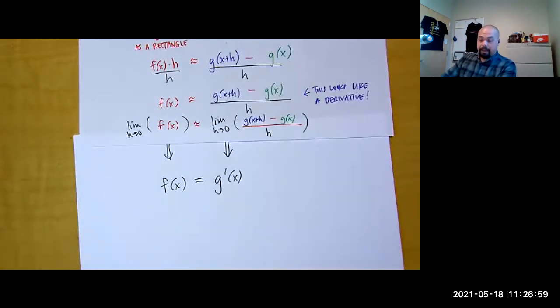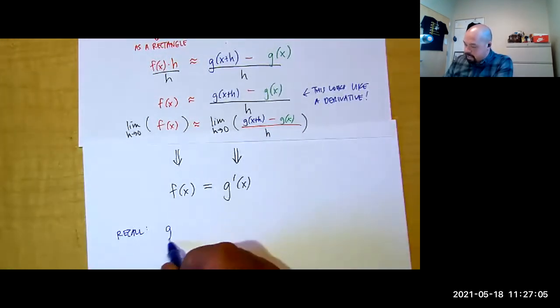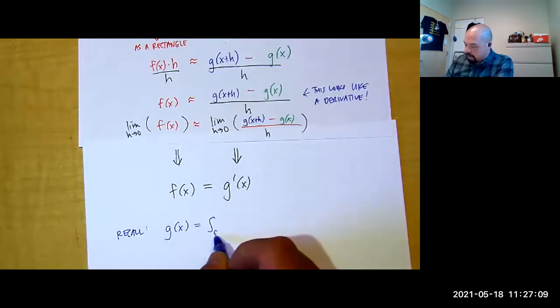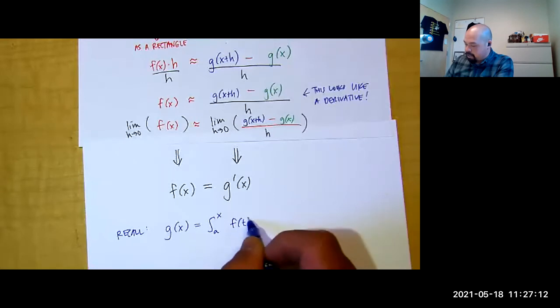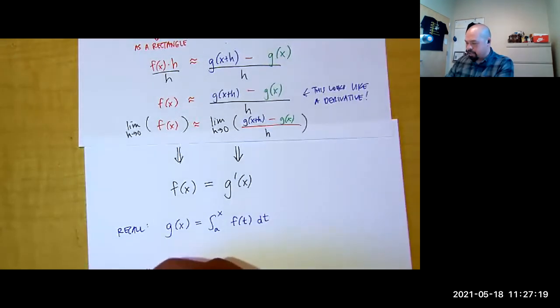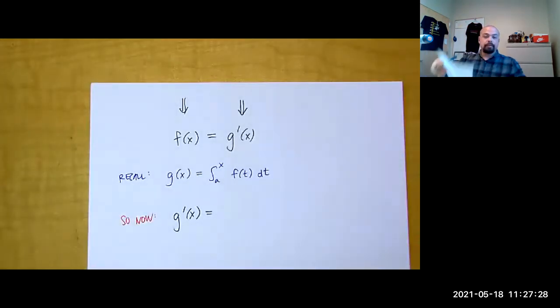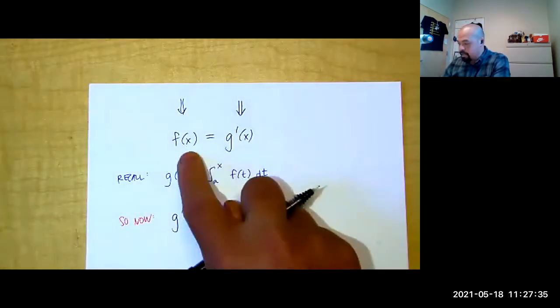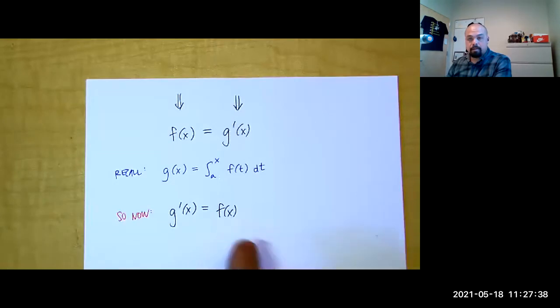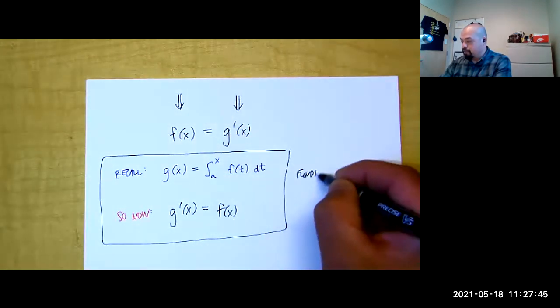So now bring it all the way back to the beginning. Well, remember that we had said that g of x was that integral from a to x of that function f of t dt. So now, with what work we had just completed, when I take the derivative g prime of x, we're getting f of x. And there's our fundamental theorem, the first part.